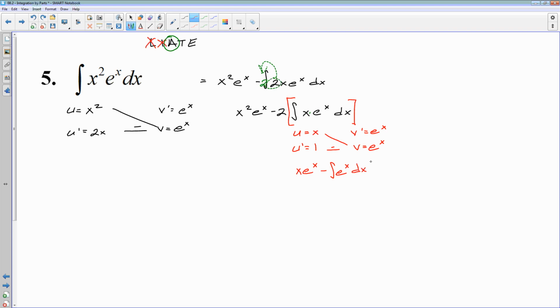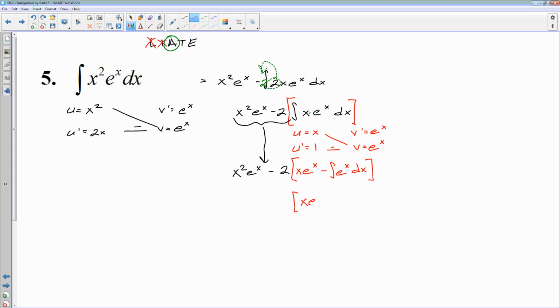Good, good, good, good. And then all of that is being multiplied by this minus 2 right here. So I'm going to bring down my x squared e to the x minus 2. It's minus 2 times all that. So then I'm going to continue cleaning up what's inside these brackets.